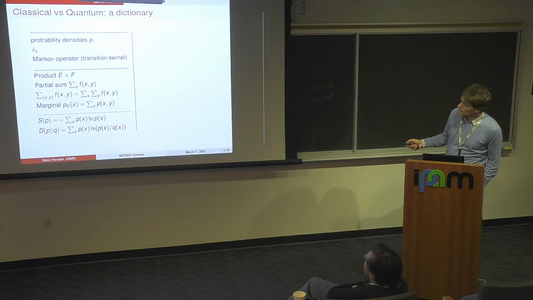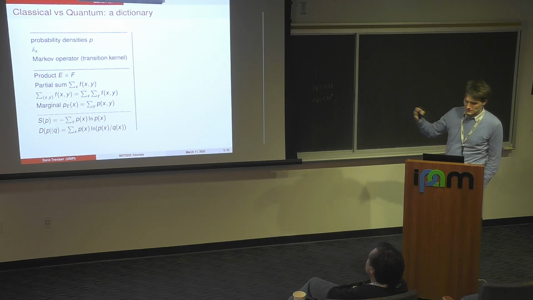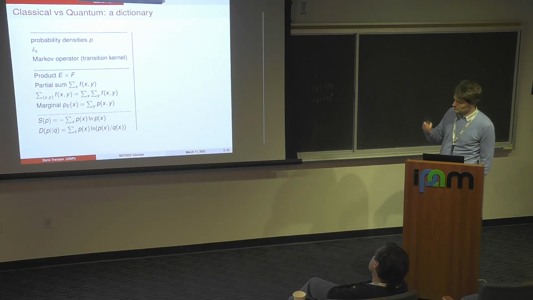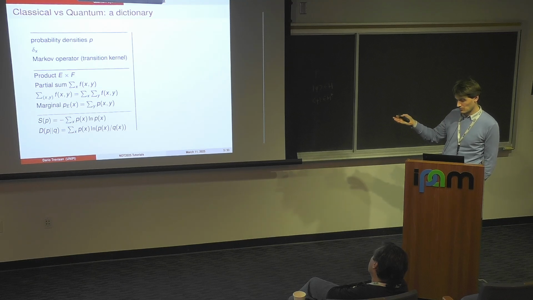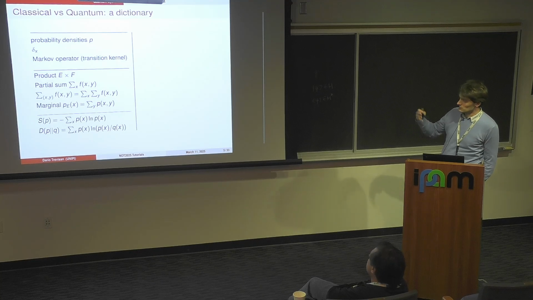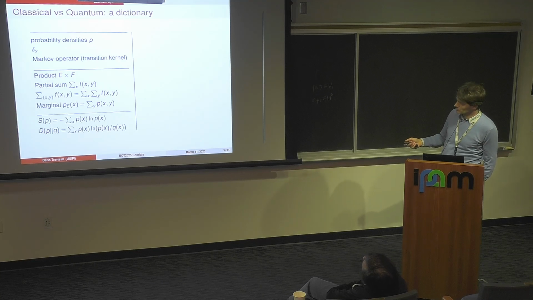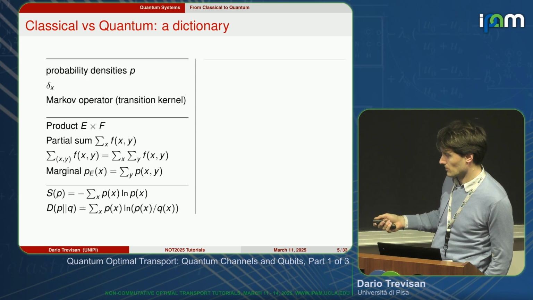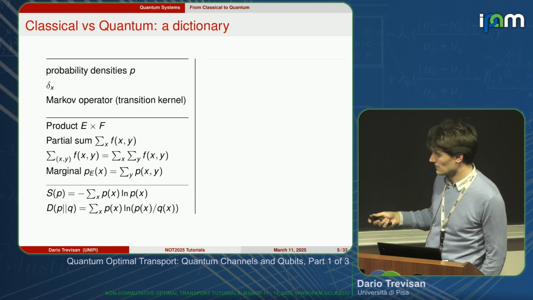So if you want to transport densities or measures, of course you can think of a function, but another natural object which appears in probability is a Markov kernel, a so-called transition kernel. We will give more details on this later on. Okay, so for the moment, if you don't know what this is, let's skip.